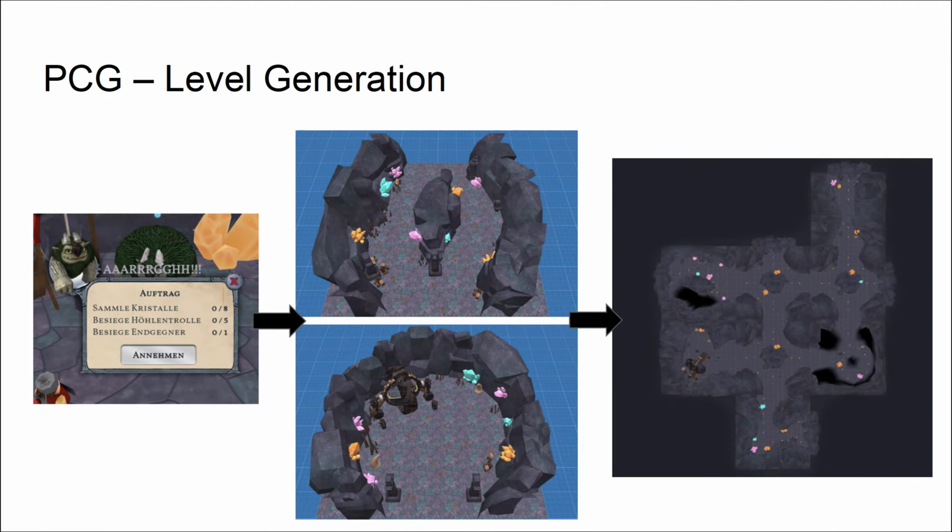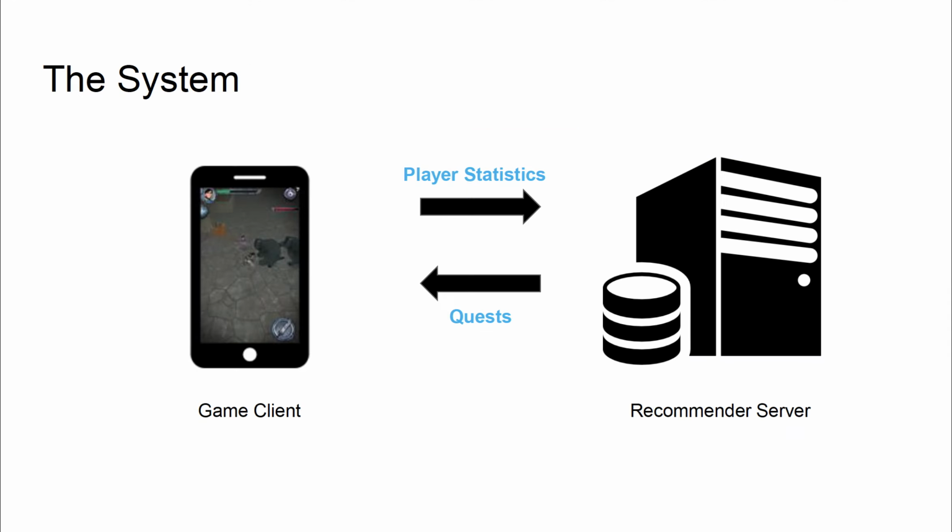So we right now have our game client, and the other thing that we added was a recommender server, which is in the cloud. None of the machine learning happens on the device itself. Whenever you complete a quest, you send player statistics to the recommender server. And whenever the client or the player wants a quest, that quest is sent from the recommender server to the game client. It's not generated during runtime on the game client as it used to.